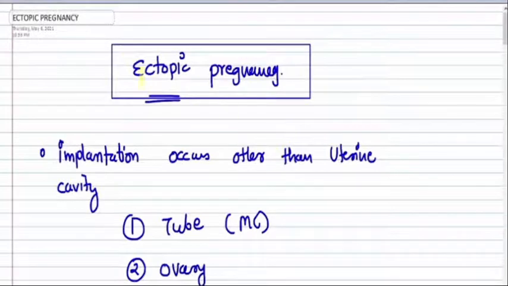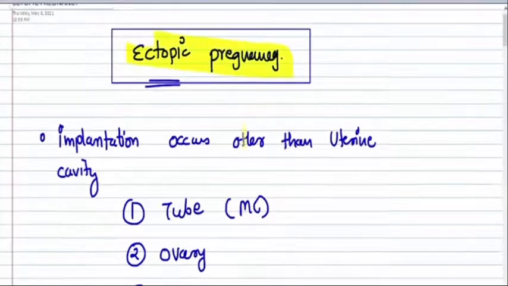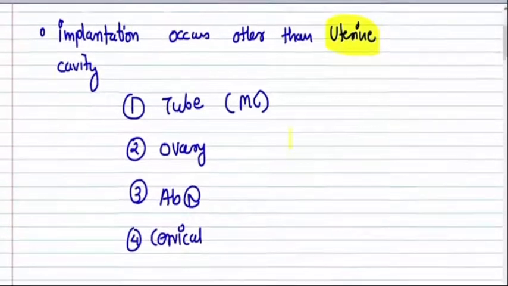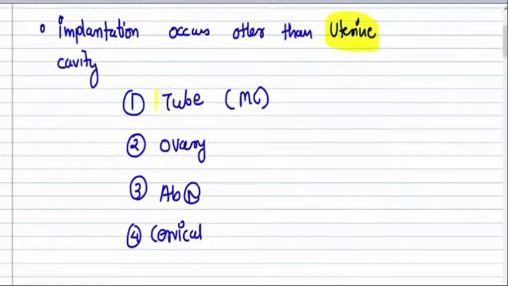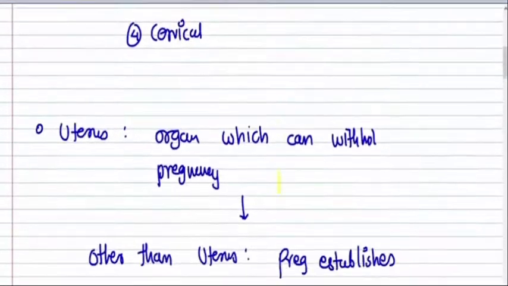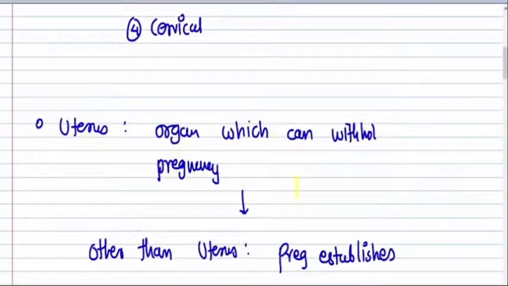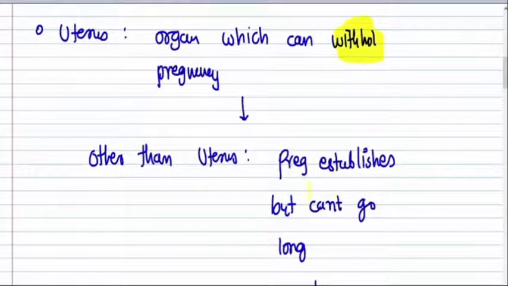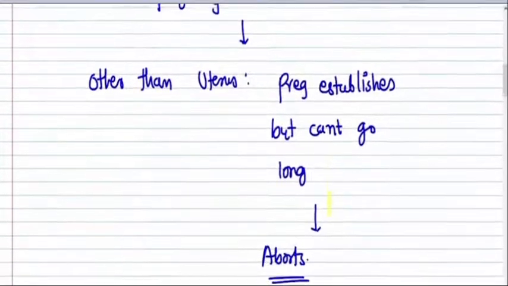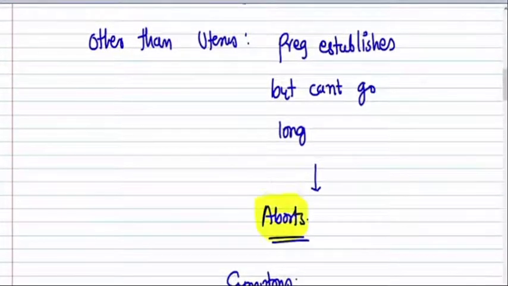Now let's discuss ectopic pregnancy. Implantation of the pregnancy occurs other than the uterine cavity, that is called ectopic pregnancy, where the tube remains the most common site, followed by ovary, followed by abdomen, and followed by cervical ectopic pregnancy. Uterus is a particular organ which can withhold the pregnancy and can continue to grow longer and longer. But other than uterus, pregnancy can be established but can't go longer, and that's why it aborts.